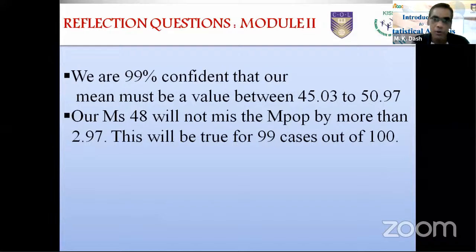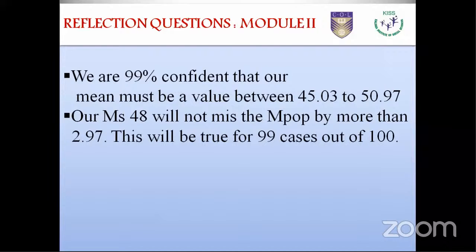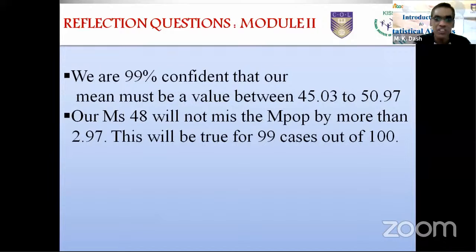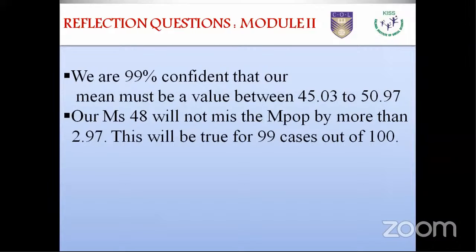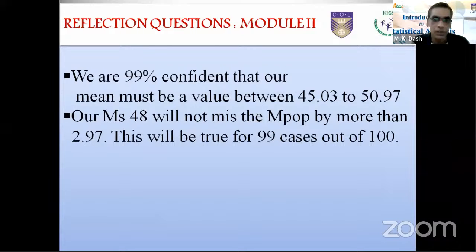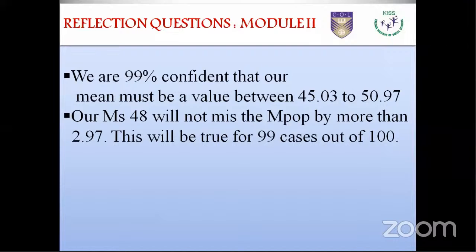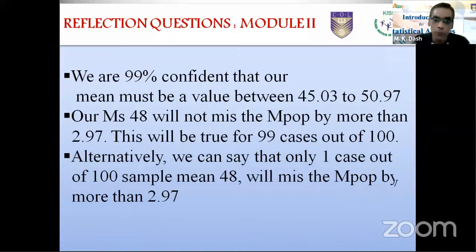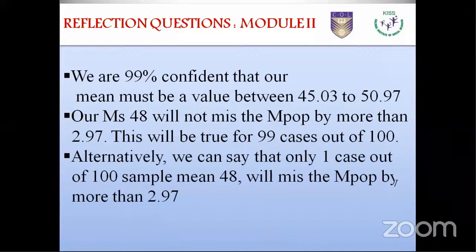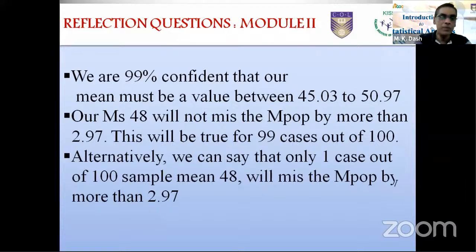Means 50.97 minus 48, the difference is 2.97. So this is the margin within which we are expecting that our population mean must be a part of. This is true for 99% of cases out of 100. So we are taking a chance of only 1%. Alternatively, we can say that in only 1% of cases the mean may go outside this range, that is, we will miss the population mean by more than 2.97. So this is the whole interpretation of the 99% confidence level.